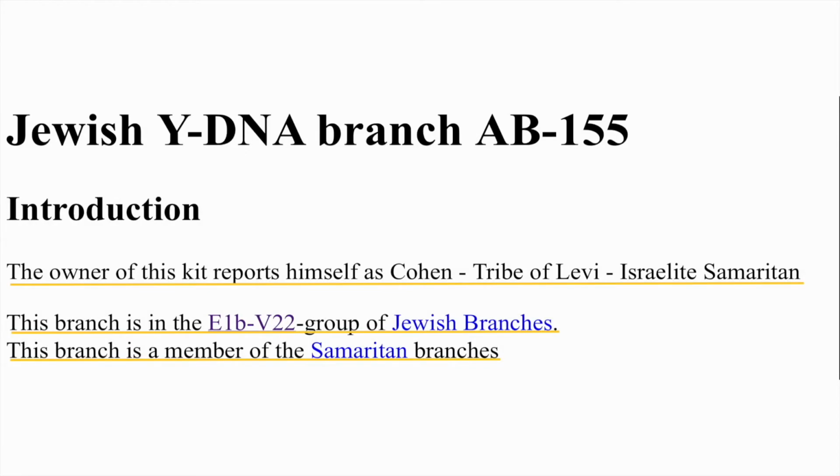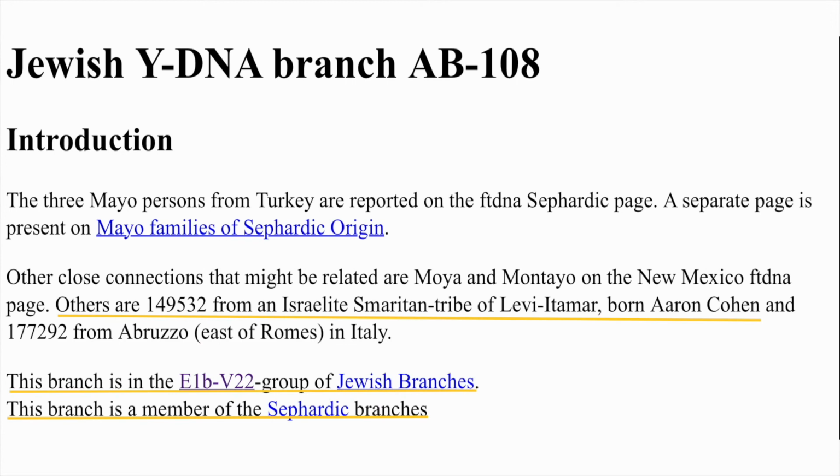According to Jewish Y-DNA branch, the owner of this kit reports himself as Cohen, tribe of Levi, Israelite Samaritan. This branch is in the E1B-V22 group of Jewish branches. This branch is a member of the Samaritan branches. Others are 149532 from an Israelite Samaritan tribe of Levi, Itmar, born Aaron Cohen. This branch is in the E1B-V22 group of Jewish branches. This branch is a member of the Sephardic branches.